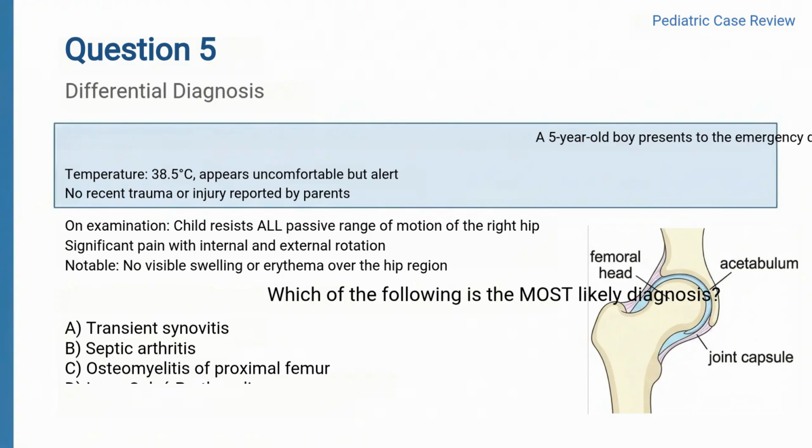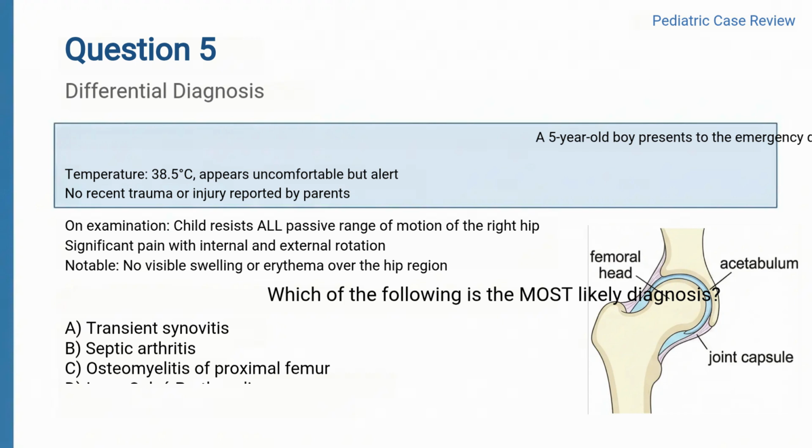Case 5. A 5-year-old boy presents to the emergency department with a 2-day history of right hip pain and limping. His temperature is 38.5 degrees Celsius, and he appears uncomfortable. No trauma is reported. On examination, the child resists all passive range of motion of the right hip with significant pain on internal and external rotation. There is no visible swelling or erythema over the hip. Which of the following is the most likely diagnosis?